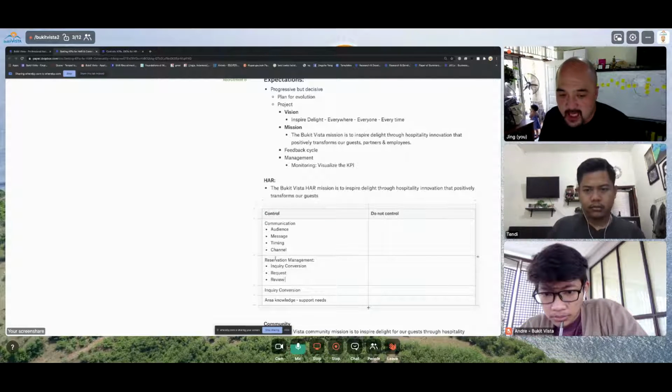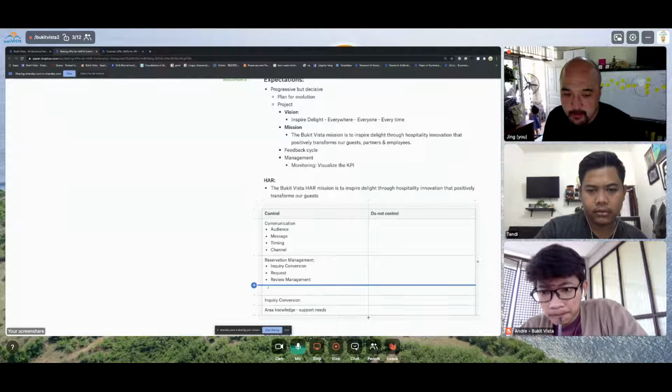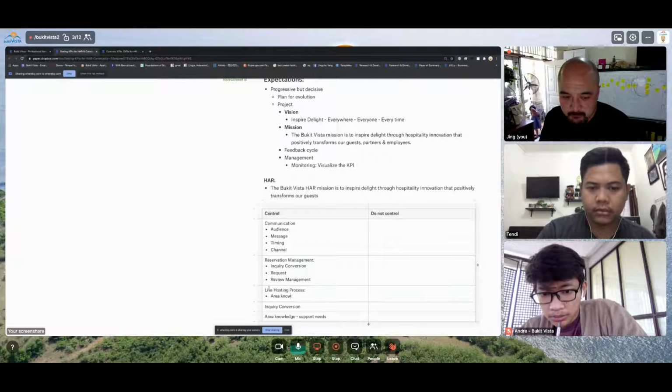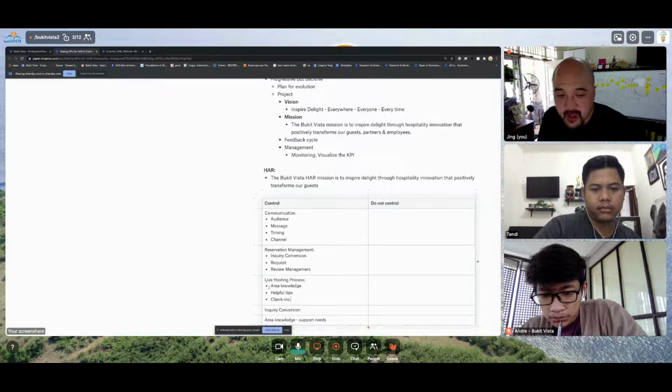This could be review management, even. It's all part of, let's say, communication. Area knowledge could be part of the live hosting process, right? So this is post reservation. So it could be area knowledge, helpful tips, check-ins. These are the things that are there, okay? So that encompasses kind of like the body.